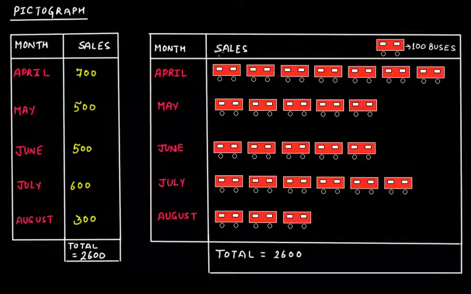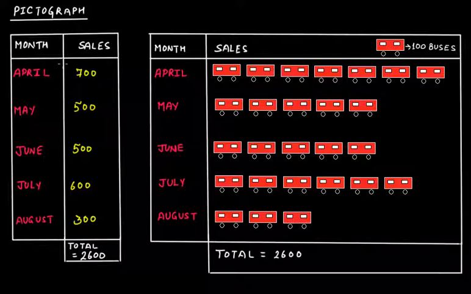And here you have the same information represented using a pictograph. Picto means using a picture or an image to display the same information. Each bus, though it's not looking accurately like a bus, but that's okay, that's my poor drawing. So this is a single bus, and each picture of a bus represents 100 buses.